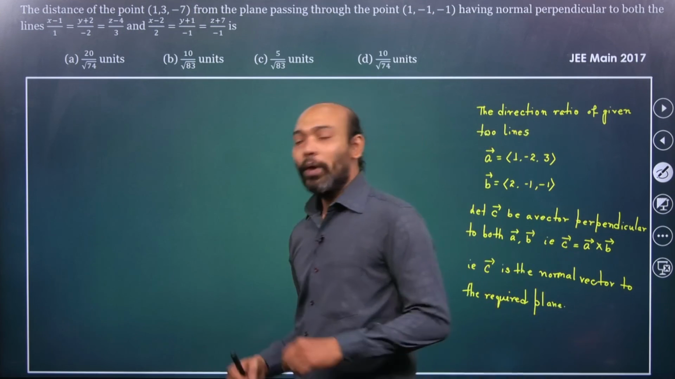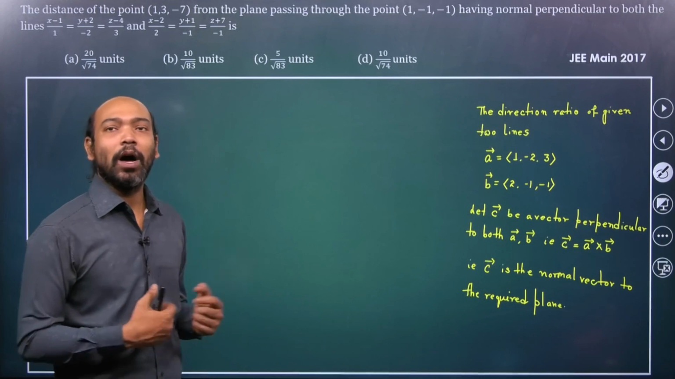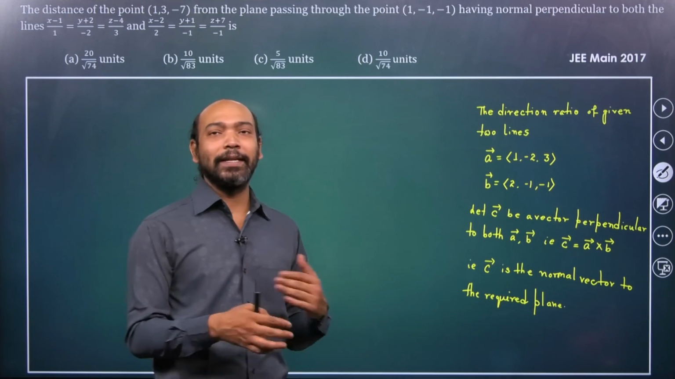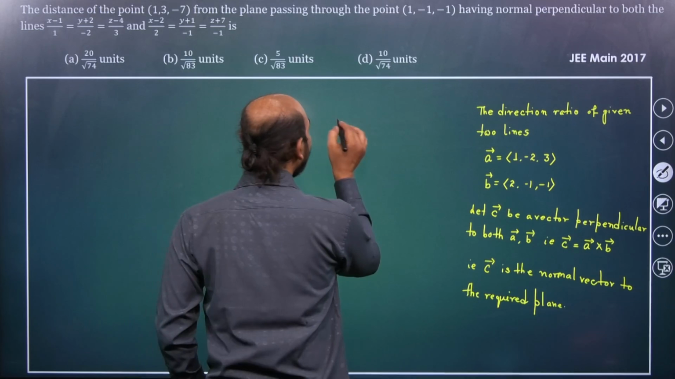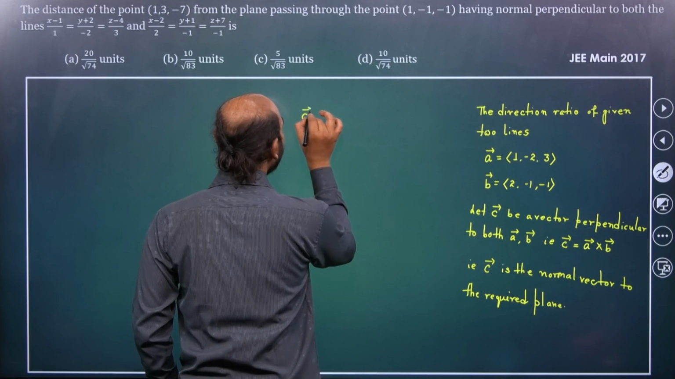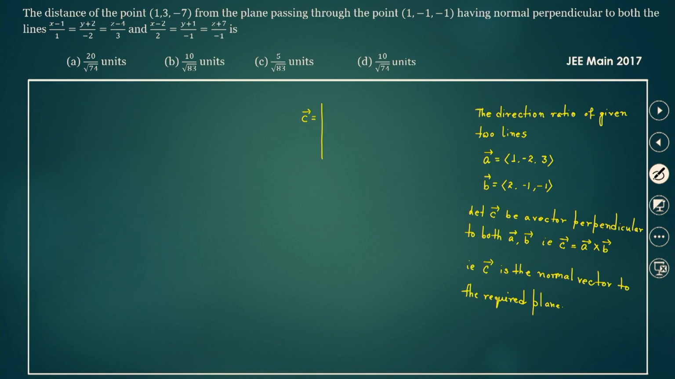Now we need to find that C. How will we find C? Obviously by taking the cross product. Let's go ahead and take the cross product. So the vector C, let us use the determinant approach. Let us write i, j and k, and substitute the appropriate values: (1, -2, 3) and (2, -1, -1). Let's calculate that determinant now.